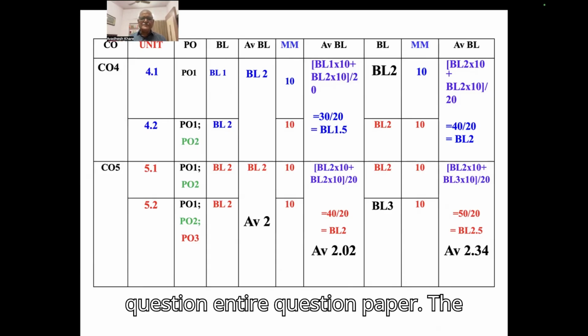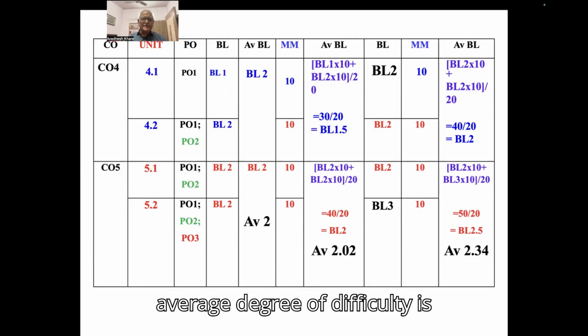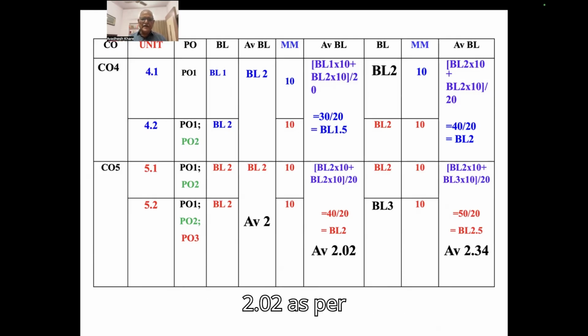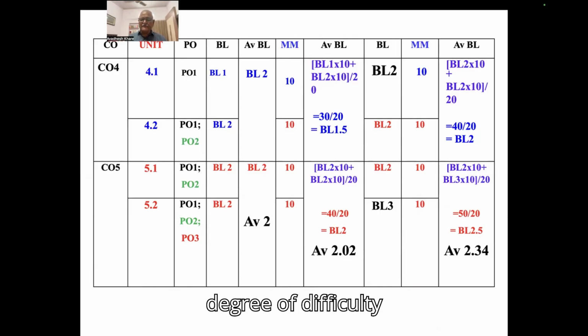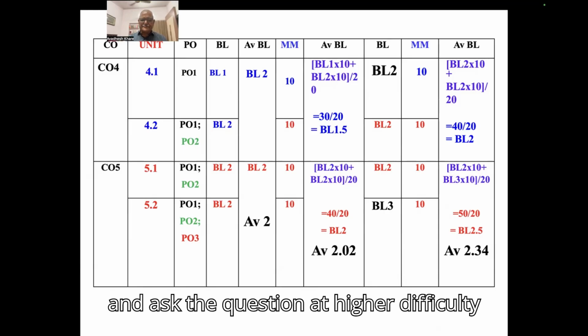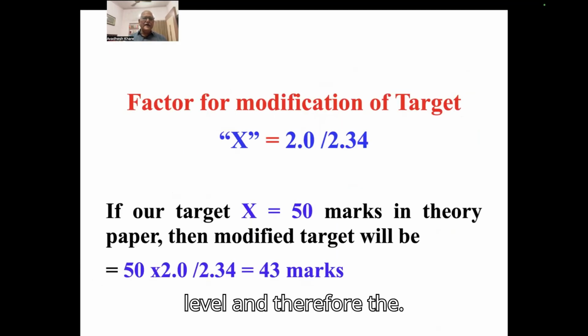So for the entire question paper, the average degree of difficulty is 2.02 as per syllabus. But now we have a question paper which has average degree of difficulty 2.34. So we have taught the subject at a little easier difficulty level and asked the questions at a higher difficulty level, and therefore the target value of x must be modified.